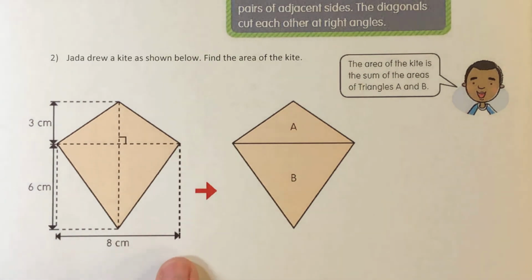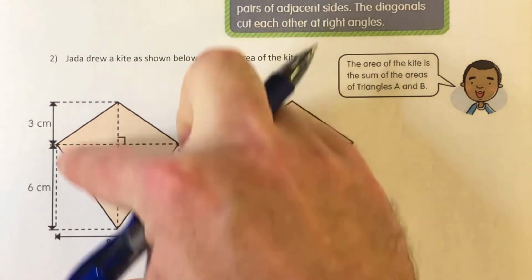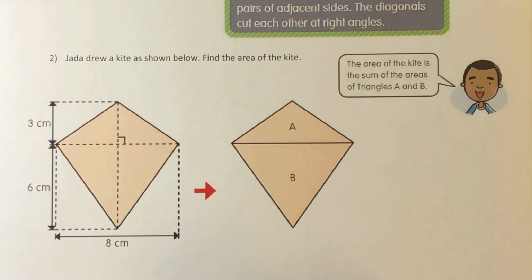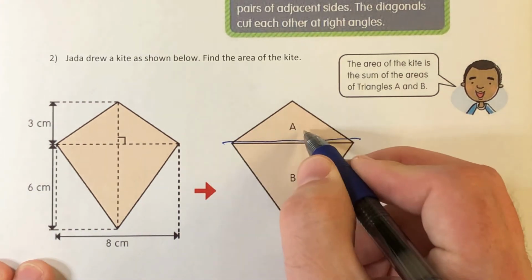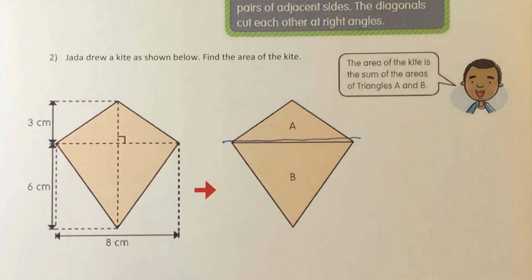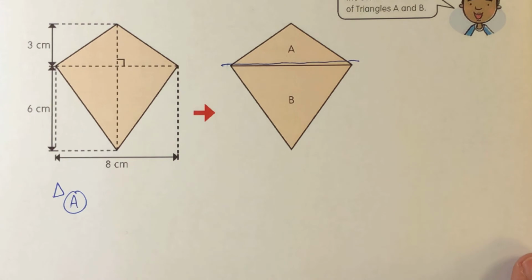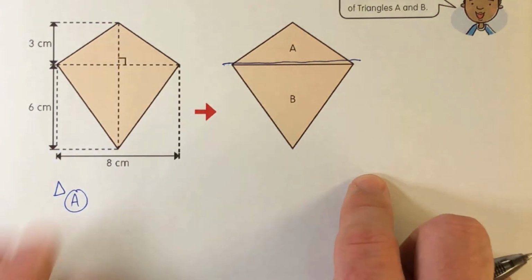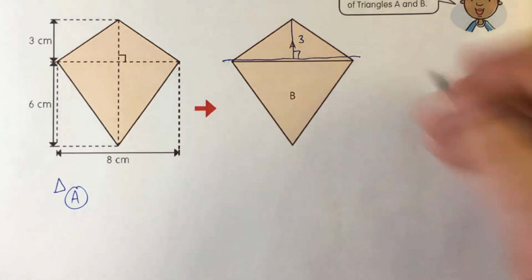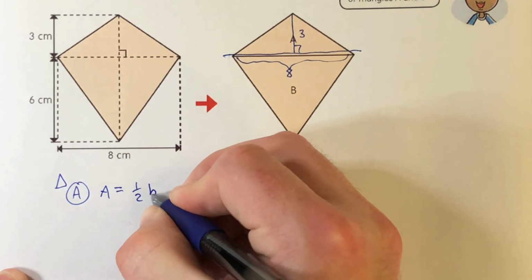To do this, we need to recognize that based on the information I'm given, the height of that triangle, and I'm given the height of this bottom large triangle, and I'm given the base of both of them. So essentially, I want to find the area of the top triangle and the area of the bottom triangle, and then add them together. So that's what we're going to do. So, first step. Let's find the area of the top triangle, which we're going to call A, just to keep it orderly. All right, so what's the information for the top triangle, or A? The height is 3, and the base is 8.